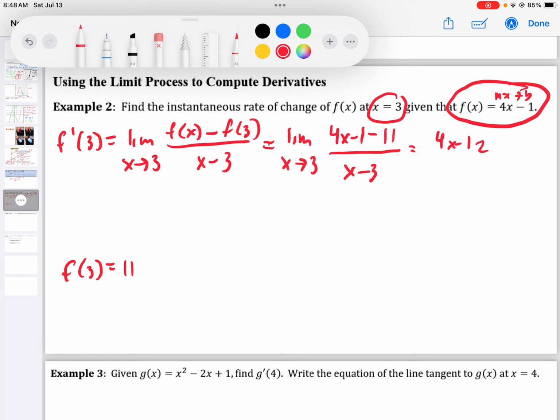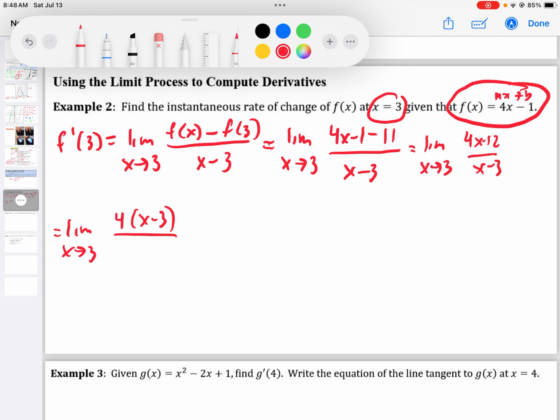Okay, let's clean this up. Now, don't write 4x minus 12 by itself, that's technically not right. We need to keep that limit notation coming over. So 4x minus 12 over x minus 3. What's this limit? This is a good little practice from Unit 1. We're going to do some factoring.